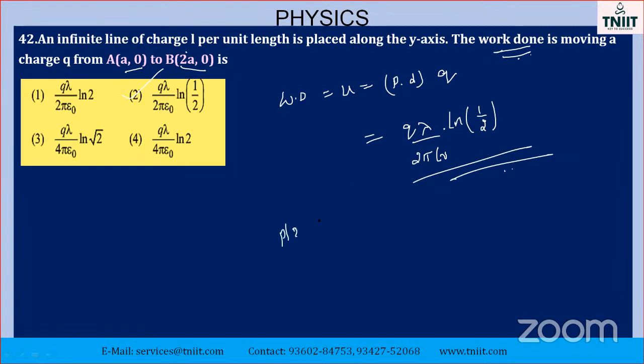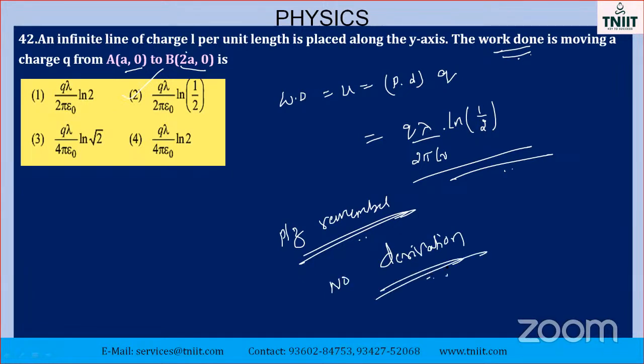Please remember, no need to derive this. Derivation is not required. If you start deriving this, it will take some 8 to 10 steps. But instead of that, you remember this as a standard result: q lambda by 2 pi epsilon naught into ln 1 by 2.